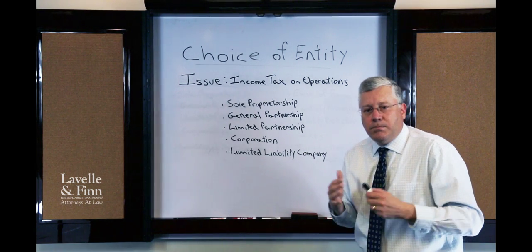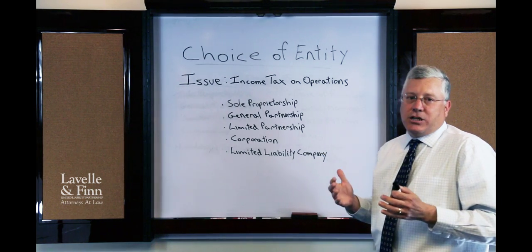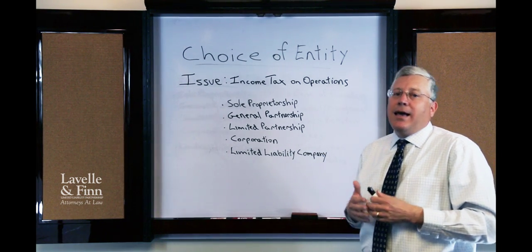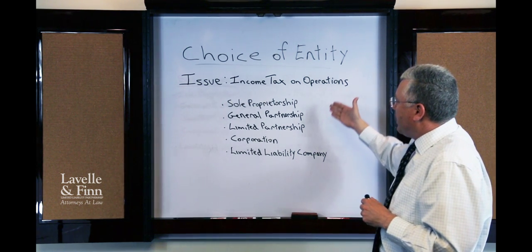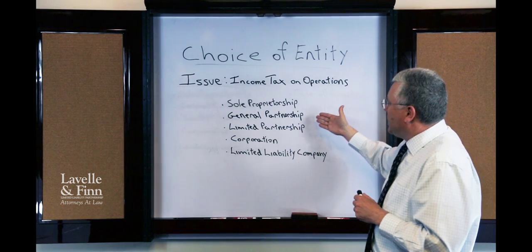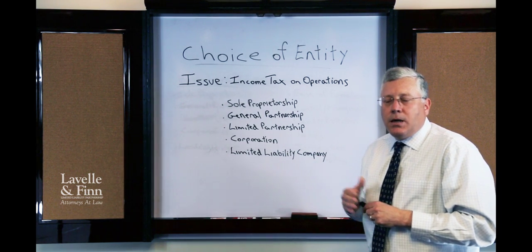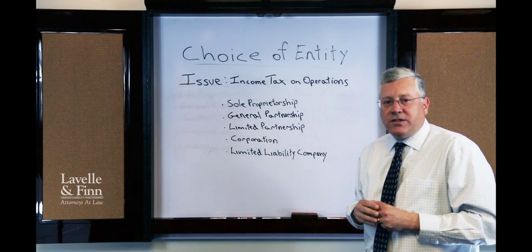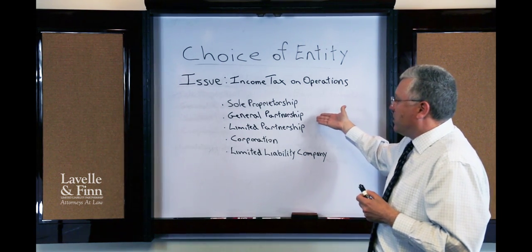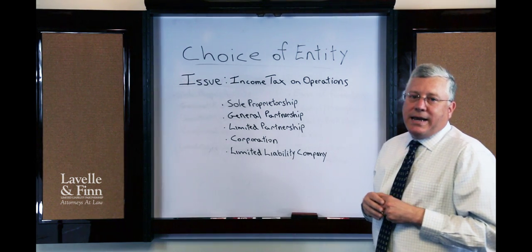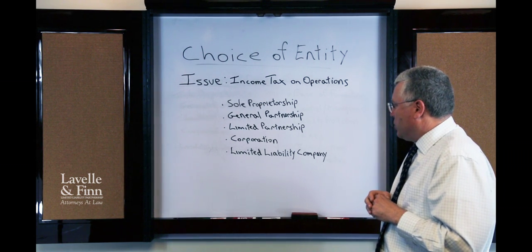Some people may find it desirable to make a so-called S election to be treated, just for tax purposes, as a so-called S corporation, in which case the income tax on the operations will be treated very similarly to a partnership. The corporation will still file a tax return, but it won't pay any tax on its operations. Instead, the result of that income will flow through to the shareholders, and the shareholders will pay a tax, but only one level of tax on the operations, similar to a partnership.